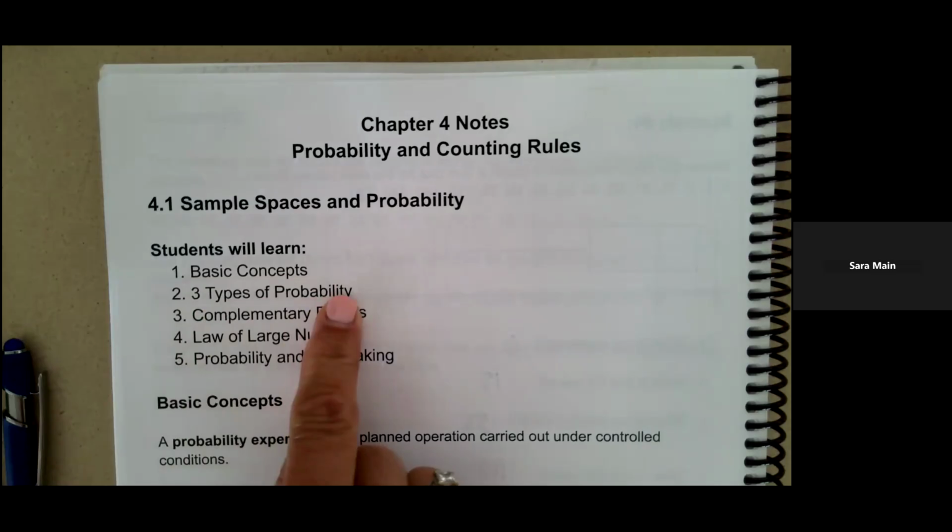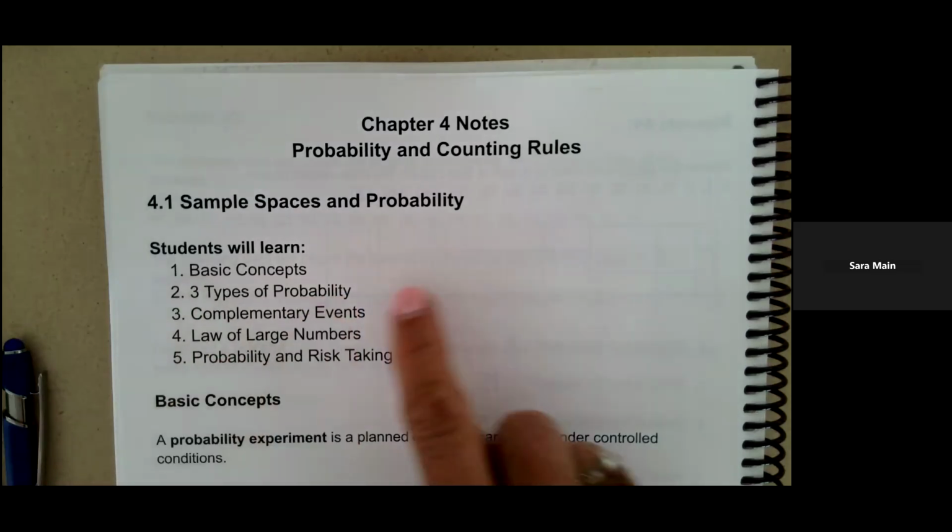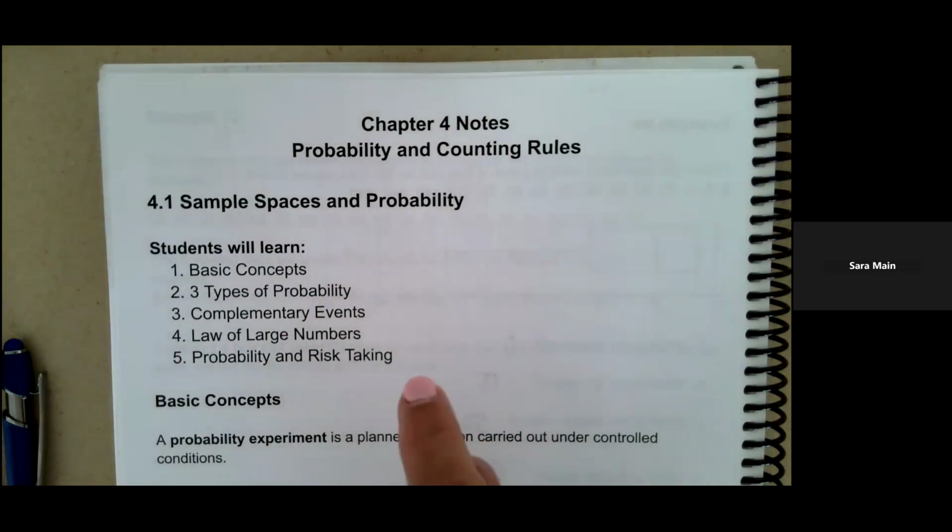We're going to learn about the three types of probability. We're going to learn about complementary events, the law of large numbers, and a little bit about probability and risk taking.